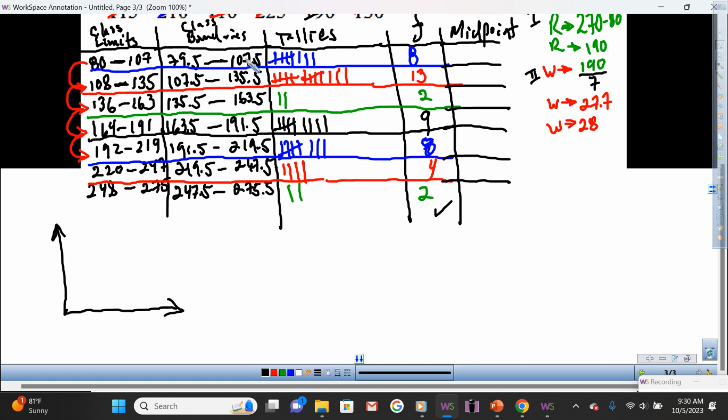And tell your neighbor how to find the midpoint of these two numbers. Add them and divide by 2, yes. 107.5 plus 79.5 is 186. I mean 286? No, 186. 187? Yes, 187. Divided by 2? 93.5. All right, find me the other midpoints, please, for the rest of the classes. Give you some time.